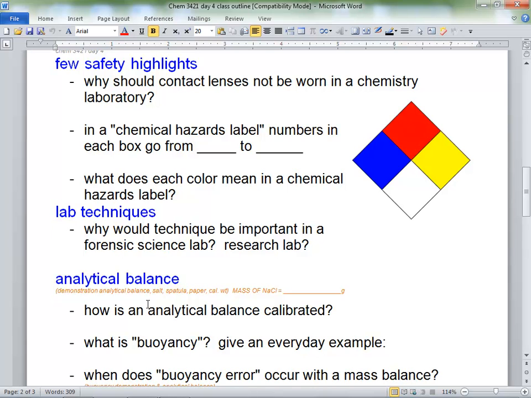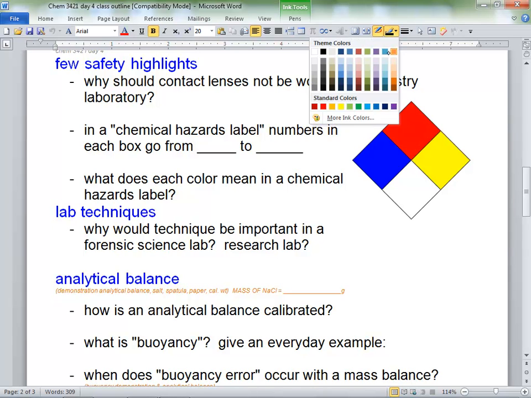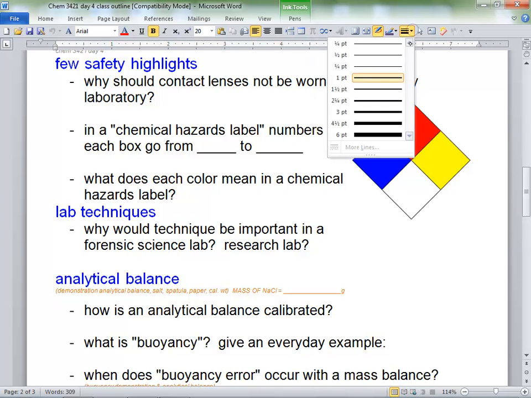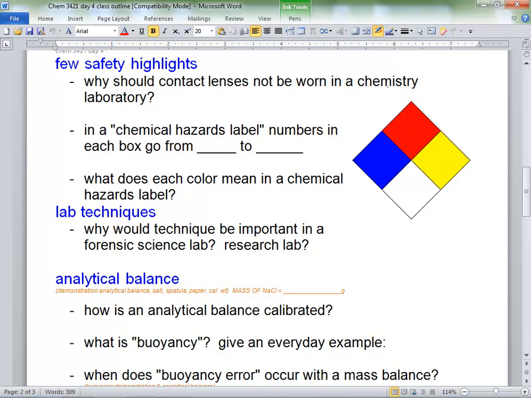So let's see. Yeah, wear those goggles. Okay. Why shouldn't you wear contact lenses? Where are all my quizzes? Andrew, let's say you wear contact lenses. Do you wear contact lenses? Oh, you do wear contact lenses. Okay. Andrew wears contact lenses.